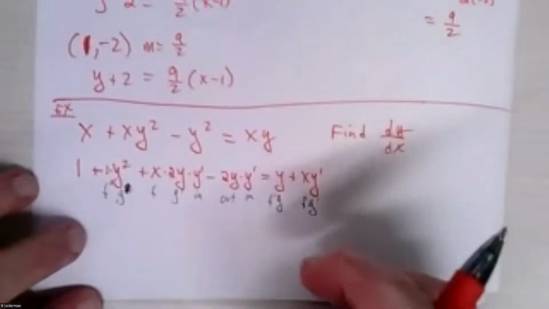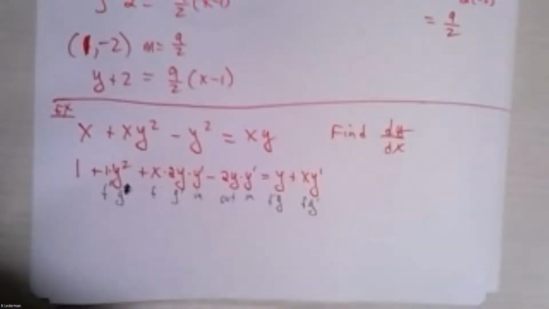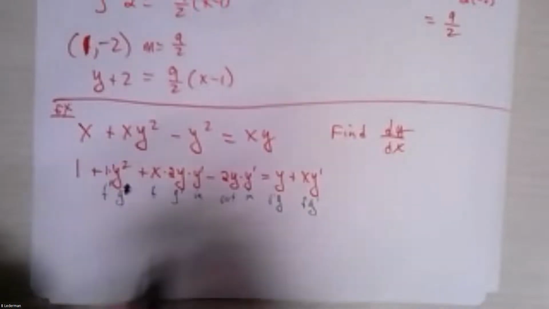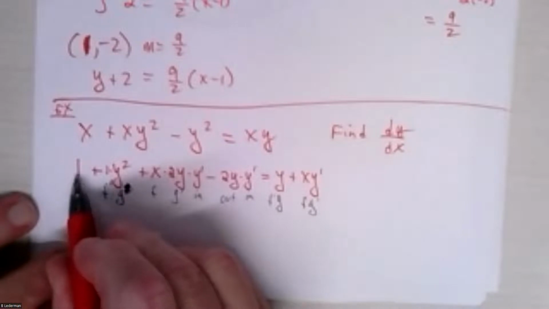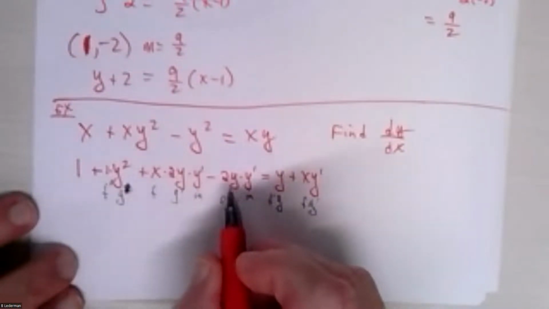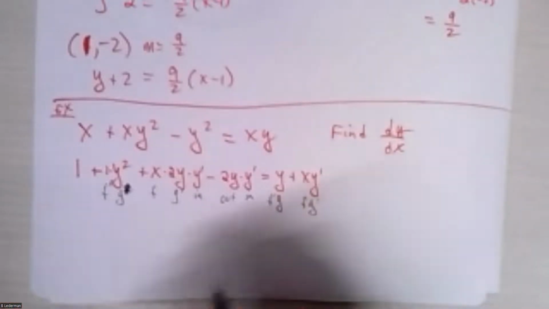Now what I'm going to do is solve for y prime. I want all the y primes on one side and everything else on the other side. So what I'm going to do here, I'm going to subtract this, subtract that, and subtract that. Actually, the y I'm going to leave.